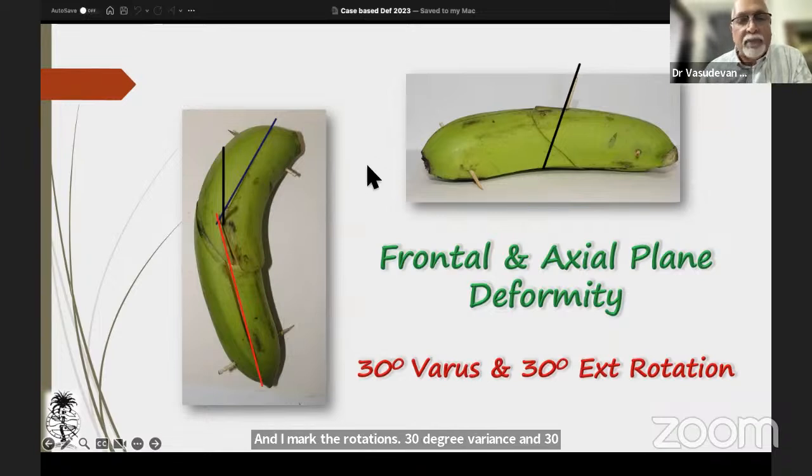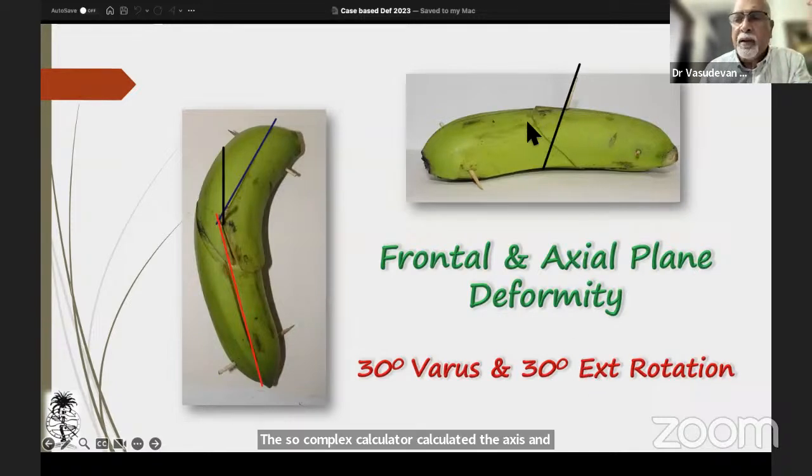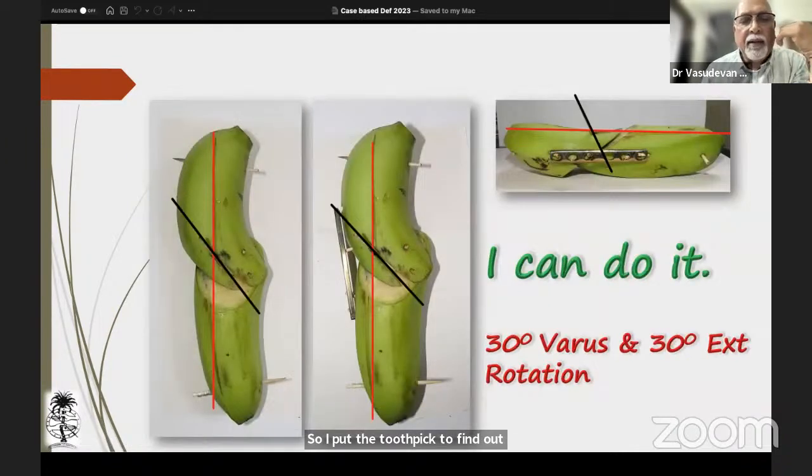And calculated the axis and converted it into an oblique plane. Did the osteotomy and that was the hinge. So this was one plane. This is, you can see, in 30 degree rotations. So I put the toothpick to find out the real plane. And I could correct both. I could align it and the rotations have been corrected now.